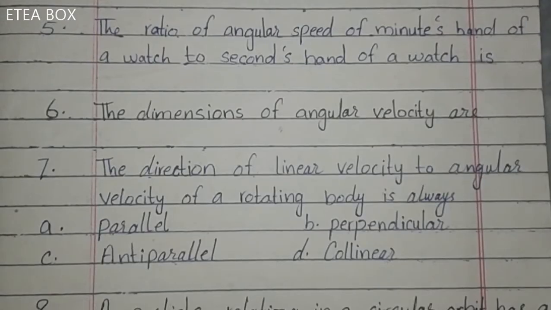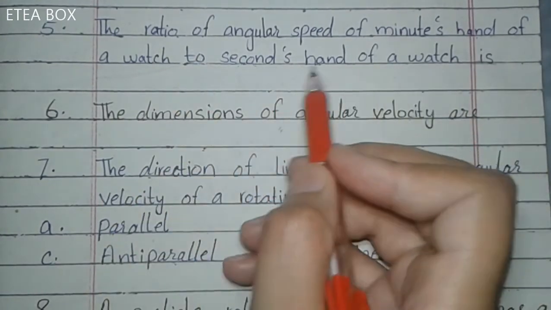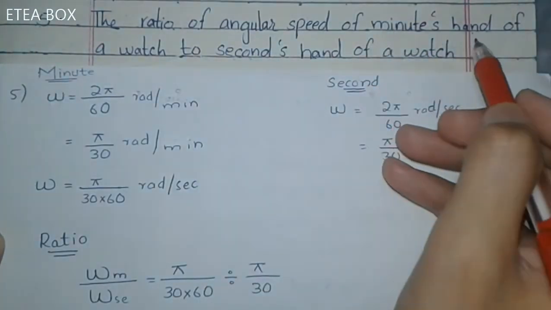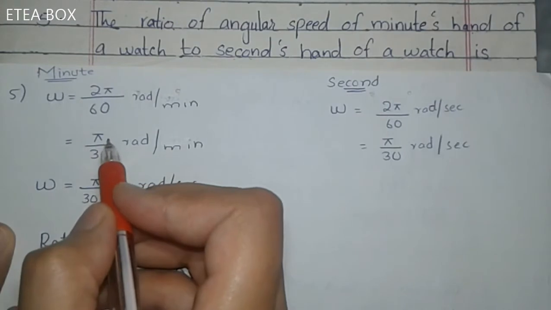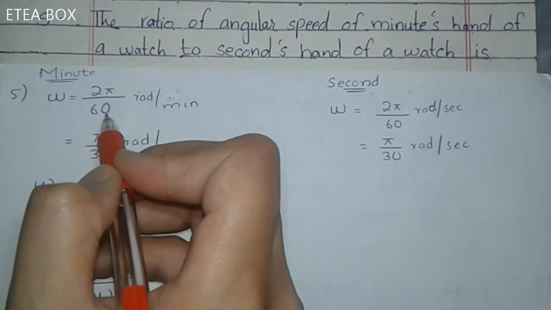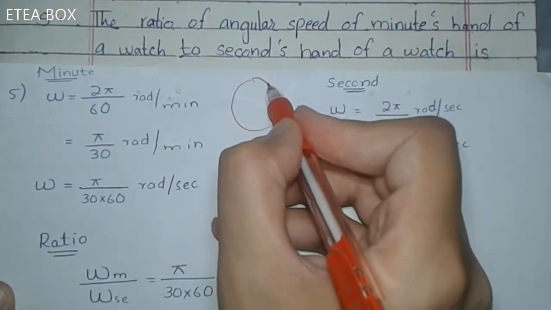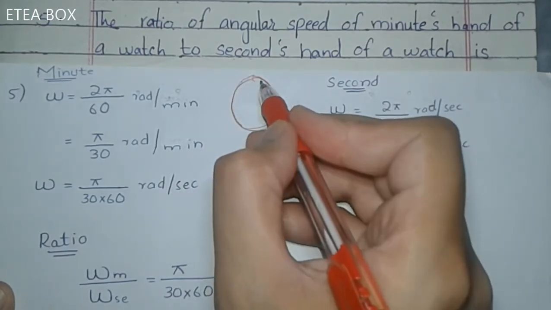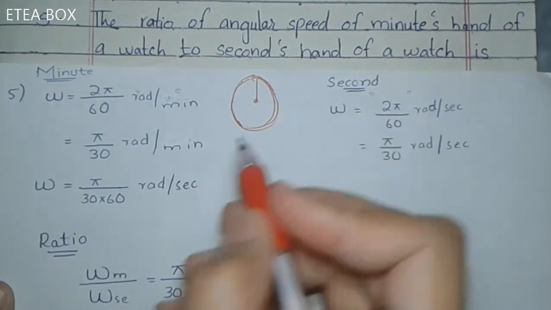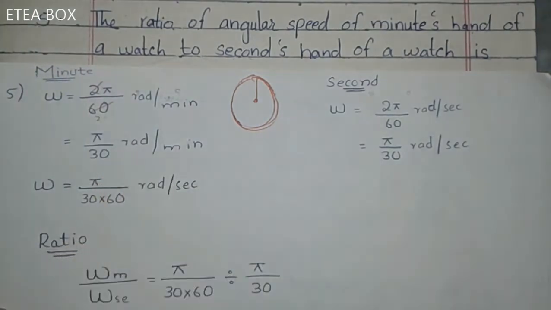Next one. The ratio of angular speed of the minute hand of a watch to the second hand of a watch. Let's find the ratio. First, the angular speed of the minute hand. We know that angular speed is equal to angular displacement or angular distance divided by time. We know that when the minute hand completes one round, then it covers 60 minutes. So 2 ones are 2 and 2 30s are 60, like this, radian per minute.